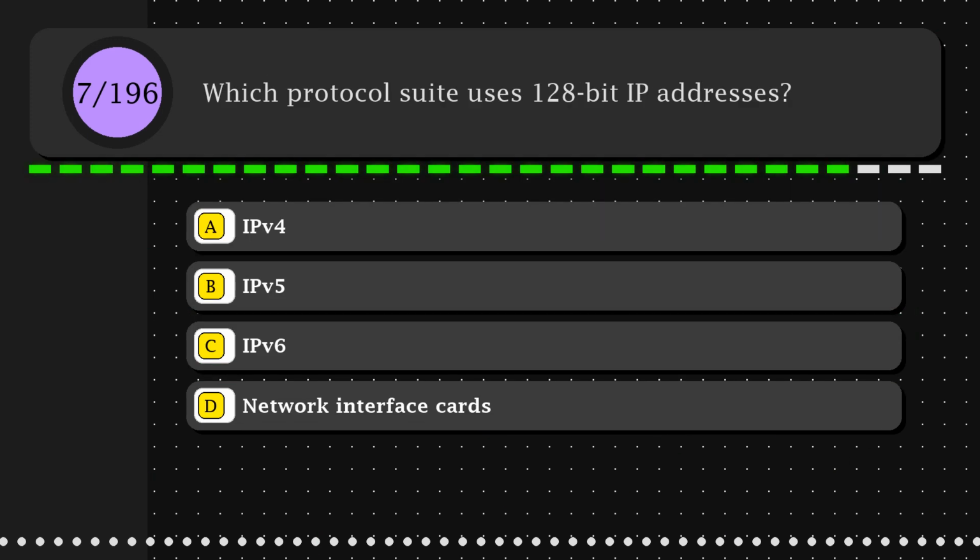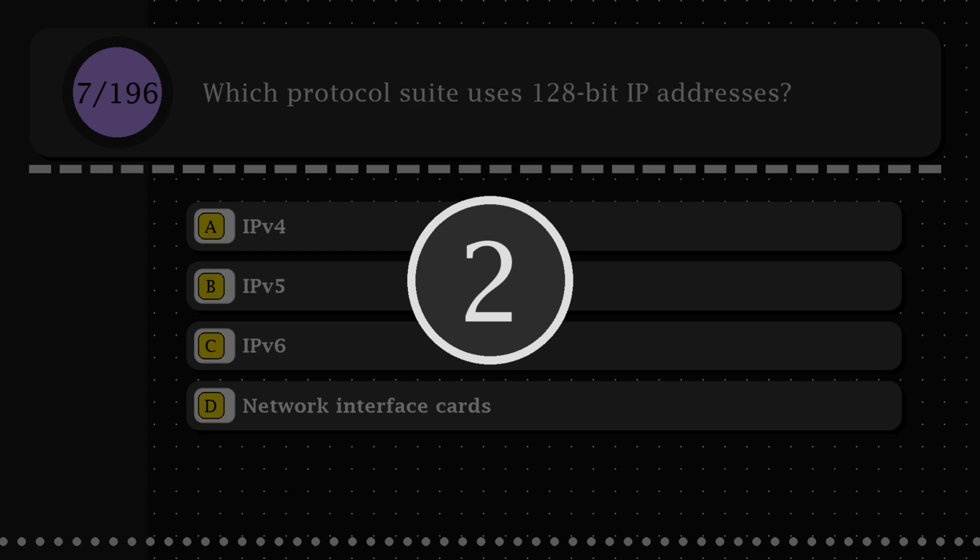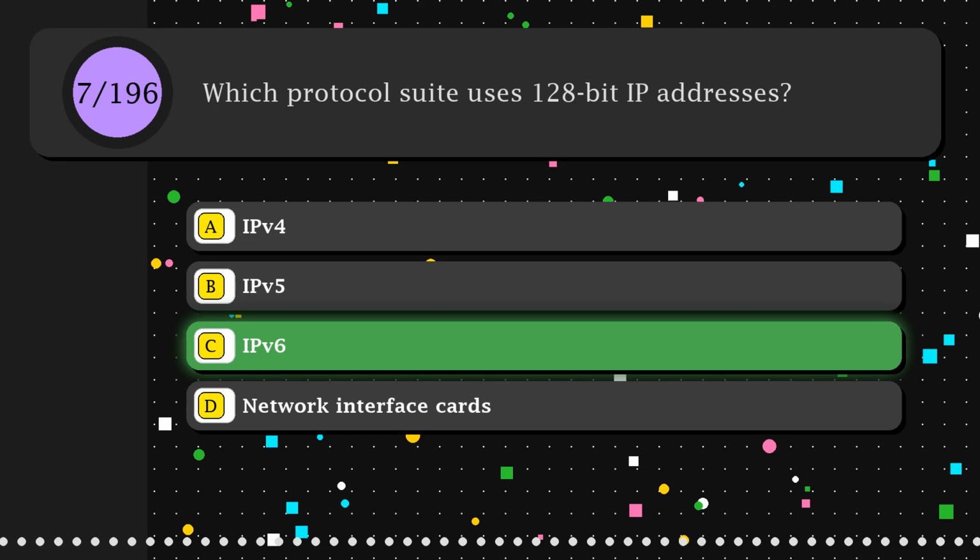Question 7. Which protocol suite uses 128-bit IP addresses? Option A, IPv4. Option B, IPv5. Option C, IPv6. Option D, network interface cards. The correct answer is option C, IPv6.